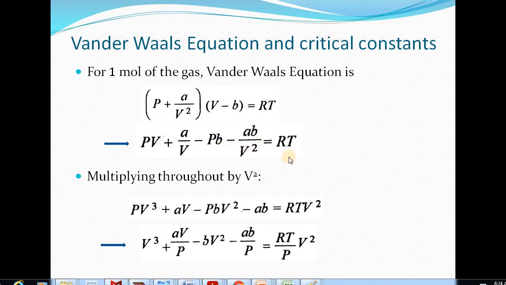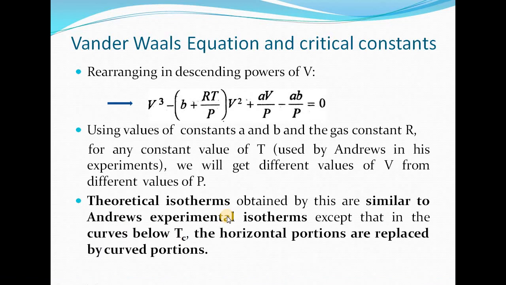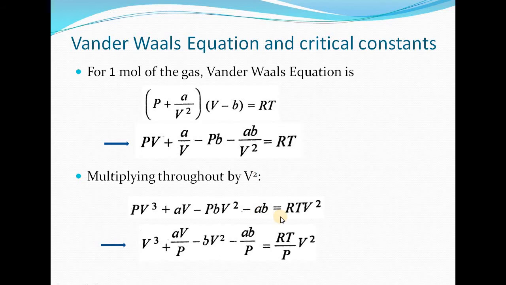Now multiplying throughout by the square of the volume, we get PV³ + aV − PbV² − ab = RTV². Now dividing both sides of the equation by pressure, we get V³ + aV/P − bV² − ab/P = RTV²/P.